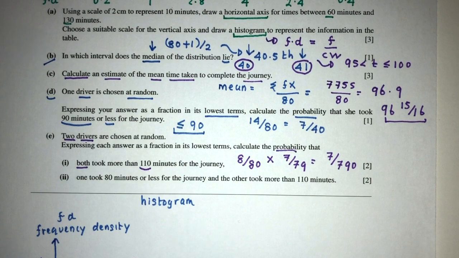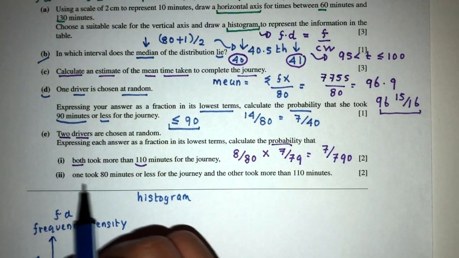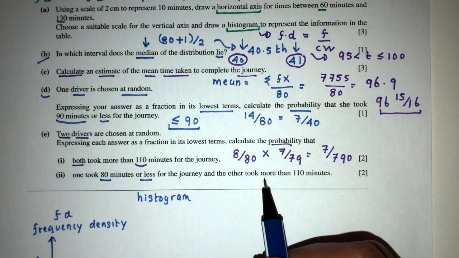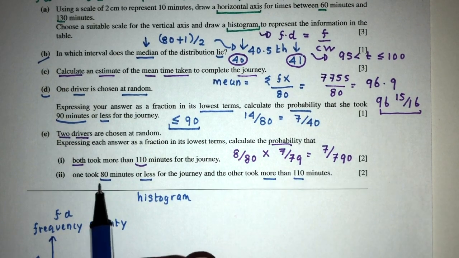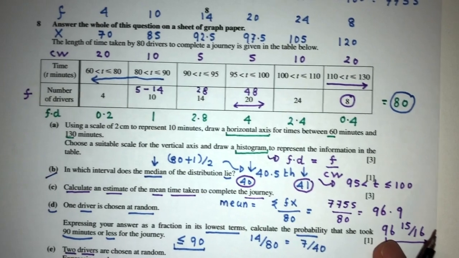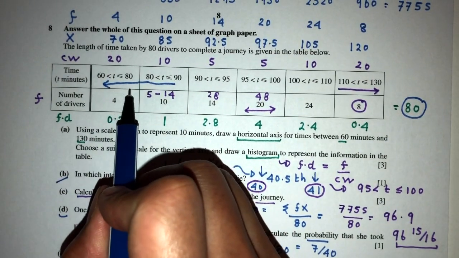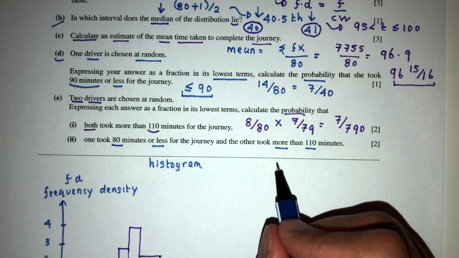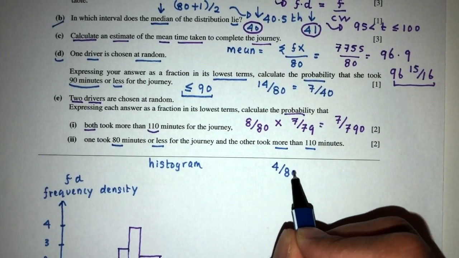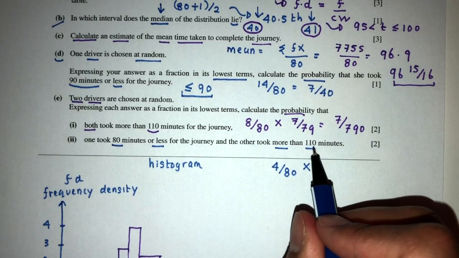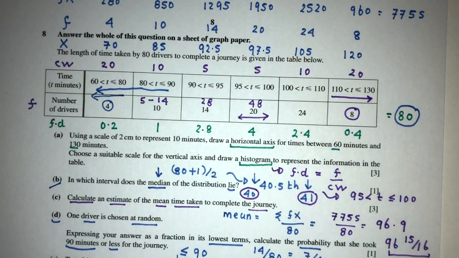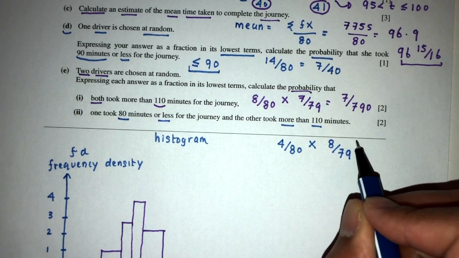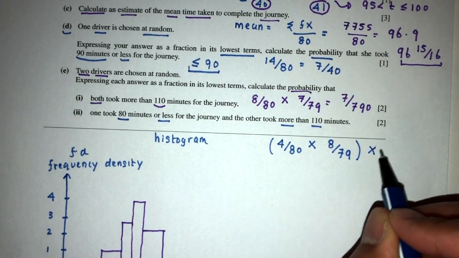Now for part 2, one took 80 or less and the other took more than 110. Now 80 or less as well. 80 or less will be this part. That will be 4. Okay, that will be 4 over 80 people. The next one will be 110 or more, should be 8 over 79.